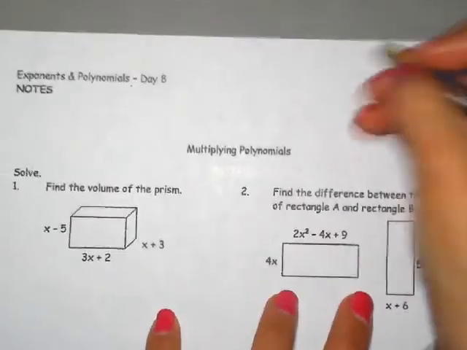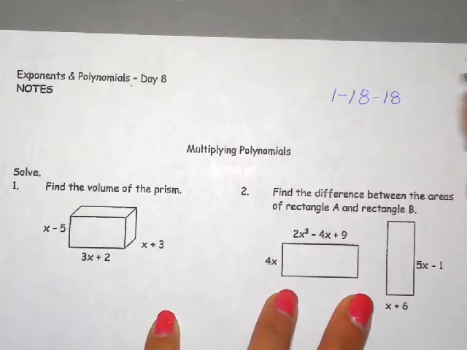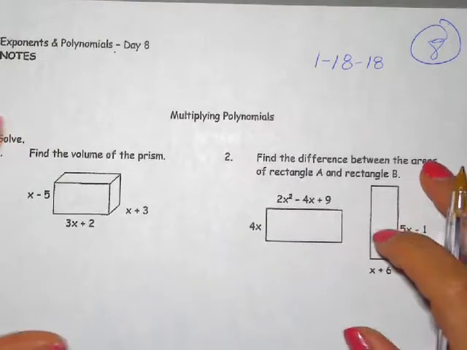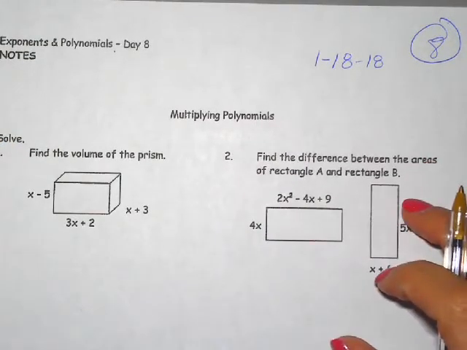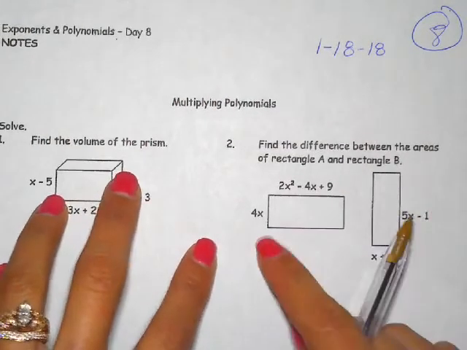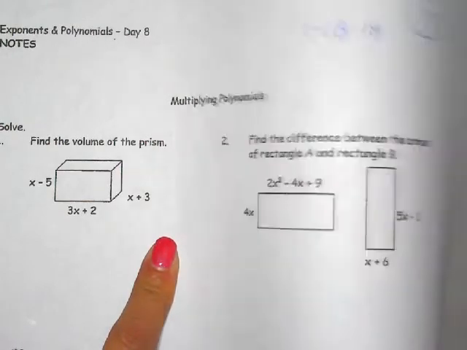Alright guys, today is January the 18th, 2018, and this is page 8 in our binder. Today is going to be just kind of a summary of what we've been doing this week, where we're going to have to follow the properties of exponents. The one we're going to be using a lot is this one real quick, if you can copy it.